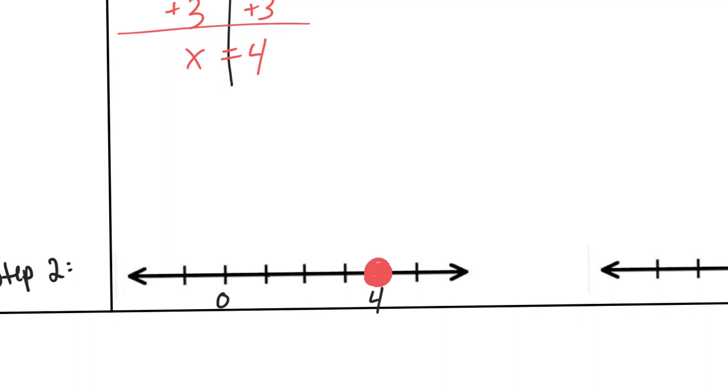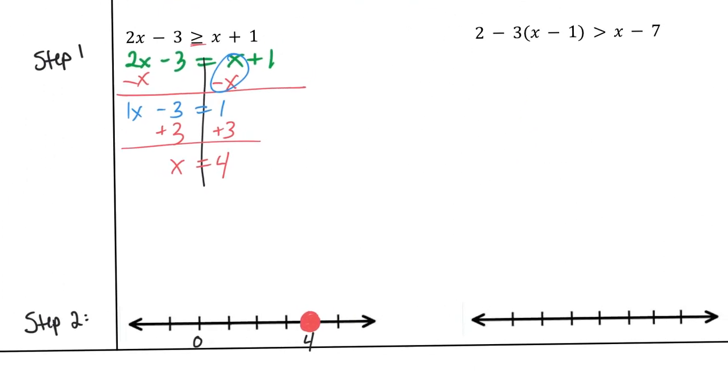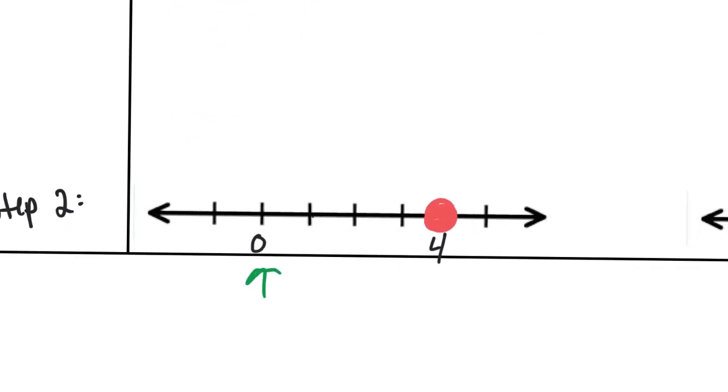And now my next question that I have to ask myself is, where are the solutions? We're going to point in some direction. We only have one boundary point, so either we're going to point to the right or to the left. And we have to decide where they are. And so what we do is we test one number to determine where the solutions are. And my favorite friend is 0. So since 0 is over here to the left, this is where 0 is, he's my friend, I'm going to test him.